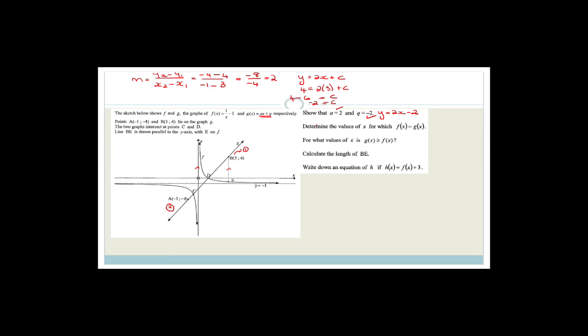Now it says, determine the values of x for which f of x equals g of x. That's really easy. All we are doing is equating these two graphs.